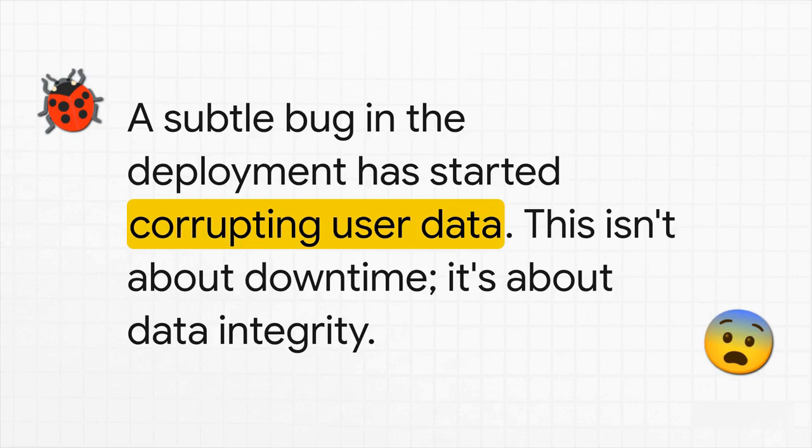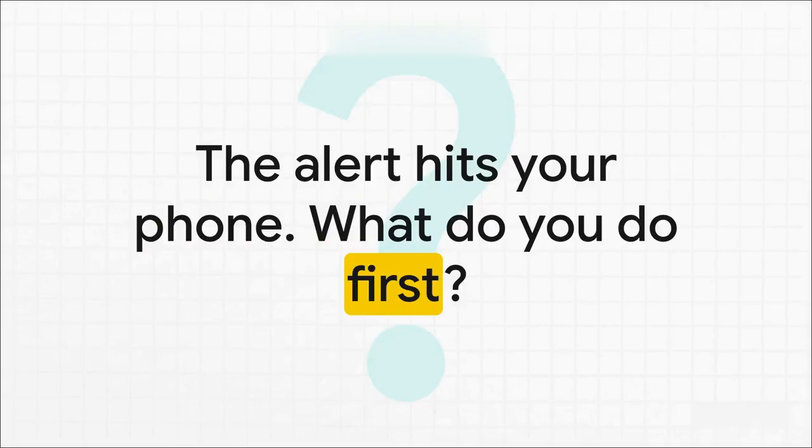Okay, so that alert hits your phone. You're jolted awake, heart pounding. Your mind is just racing, right? Do I roll back the deployment? Do I just kill the service? Do I start digging through logs? What is the very first thing you do in that moment?